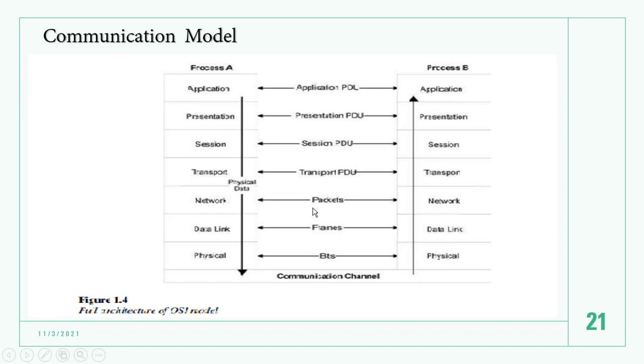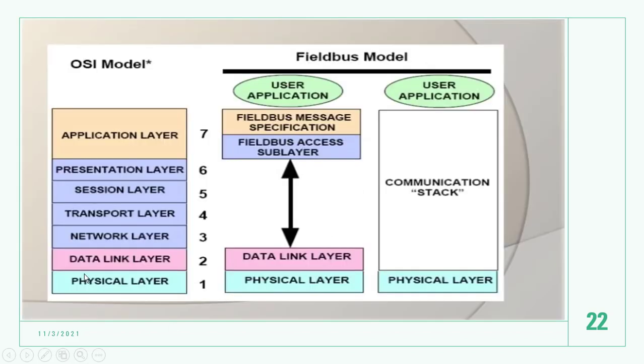But Foundation Fieldbus just uses 3 layers: physical, data link, and application. It looks like this, okay? The application is the top layer, the data link is number 2, and the physical layer is number 1. Last time we talked about all the physical layer.